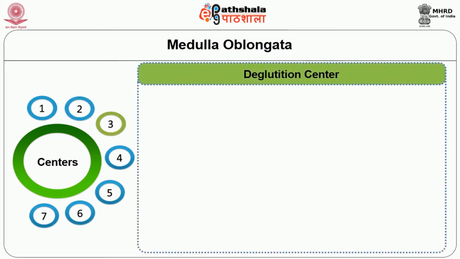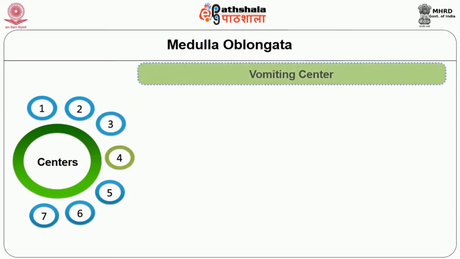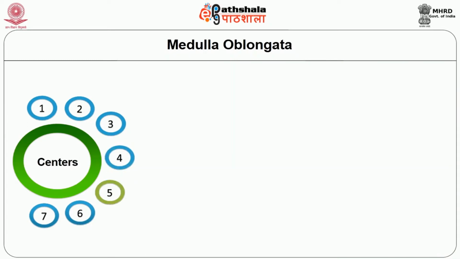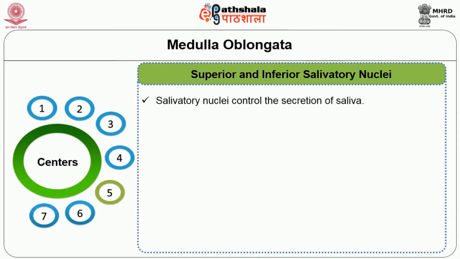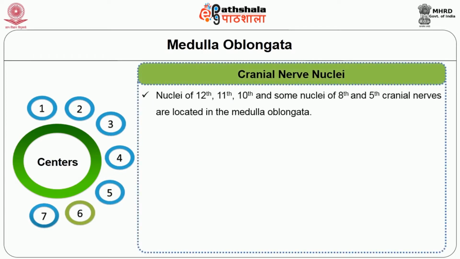Deglutition center regulates the pharyngeal and esophageal stages of deglutition. Vomiting center induces vomiting during irritation or inflammation of the gastrointestinal tract. Superior and inferior salivatory nuclei control the secretion of saliva. The cranial nerve nuclei, which are the nuclei of 12th, 11th, 10th and some nuclei of 8th and 5th cranial nerves, are located in the medulla oblongata. The 12th cranial nerve controls the movements of the tongue.